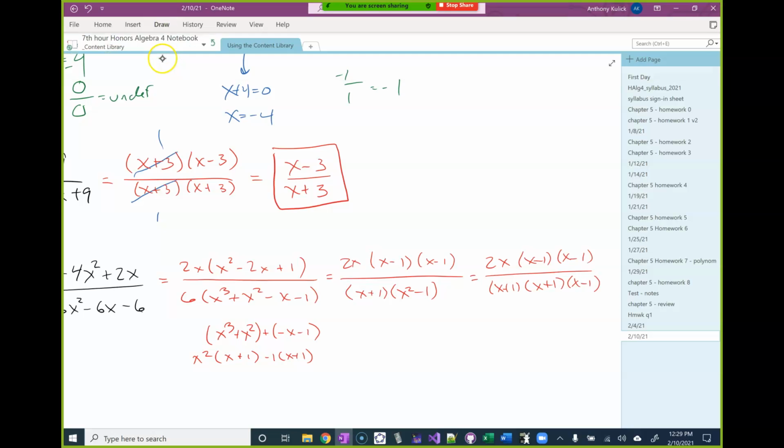Oops. I forgot the 6 here. Let's get that in there. There we go. Forgot about him. Okay. So let's reduce. What can we reduce?